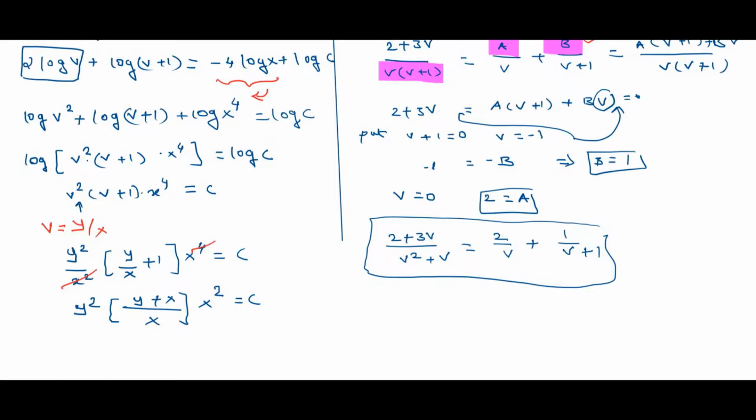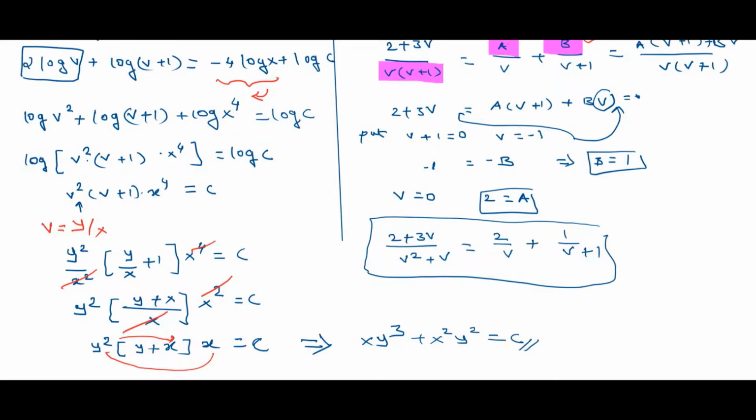Again here one of this x and x get cancelled, so at last you will get y square into bracket y plus x bracket complete x is equal to C. That implies, simplify this: x into y square into this y, total you will get x y cube, and similarly x into y square into this x, total it is x square y square, plus x y cube plus x square y square is equal to C. This is the required solution.